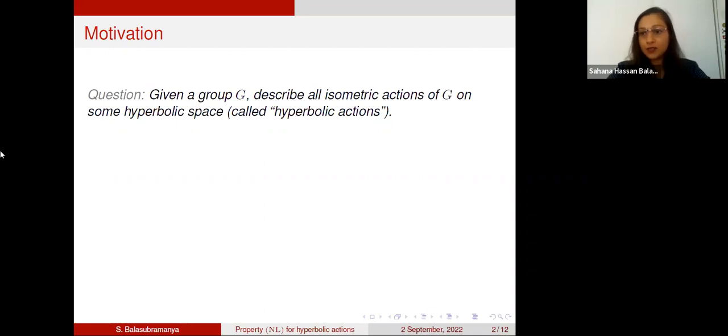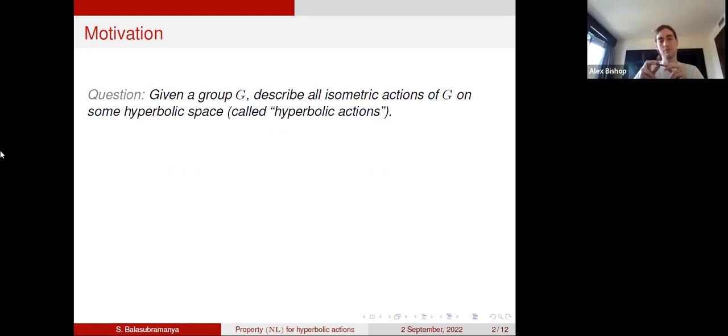And we restrict ourselves to isometric actions on hyperbolic spaces because traditionally the fact that the action is isometric has some very strong implications for the action in question. And in order to avoid repeating saying isometric actions of G on some hyperbolic space, I'm just going to shorten it to hyperbolic action. But it's understood that this is an action by isometries.